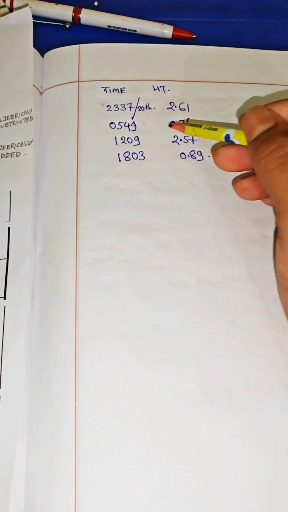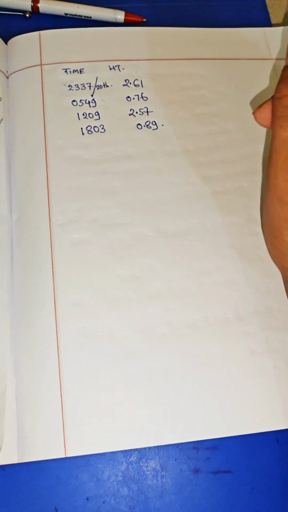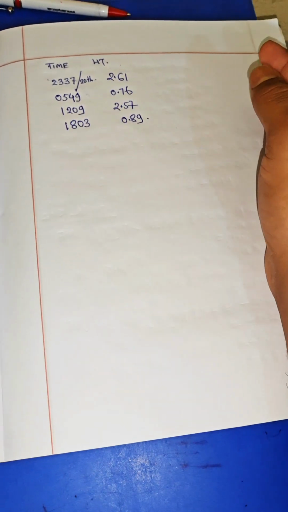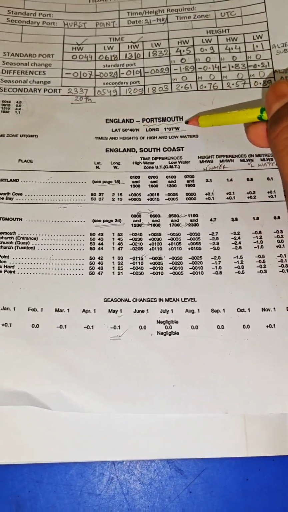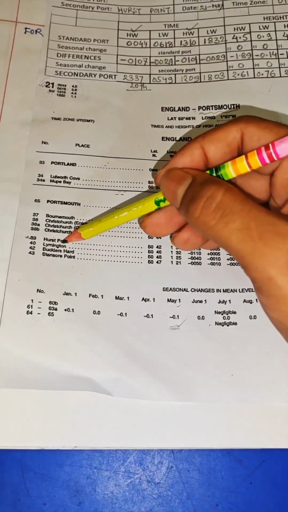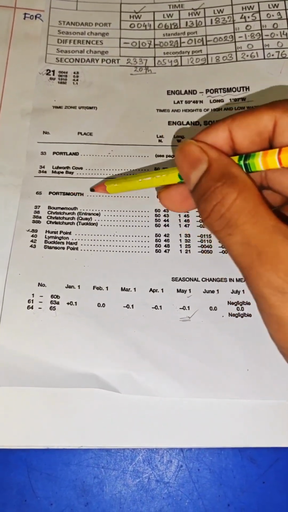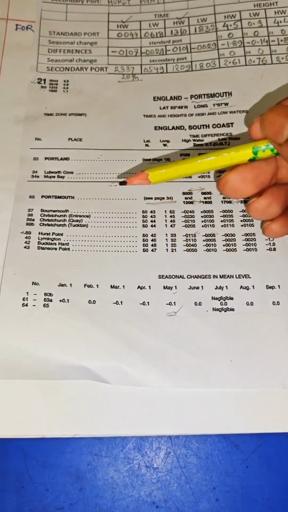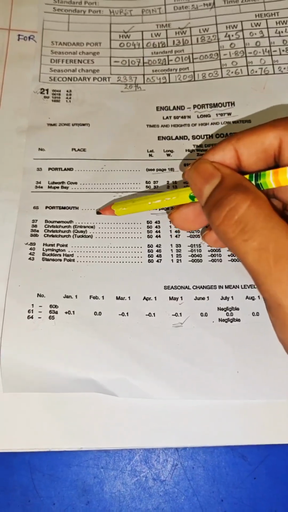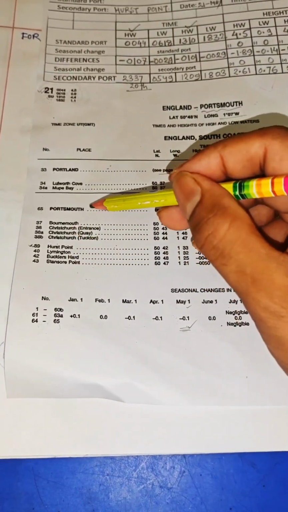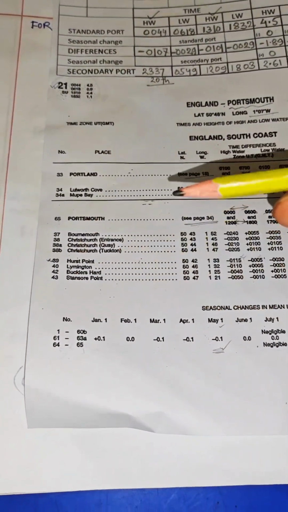Okay, so now you can find from here the height of tide. If they give you the time, you can find the height of tide. If they give you the height of tide, you can find the time also according to the graph. Guys, this is the Portsmouth, England standard port, and this is the secondary port of Hurst Point. Remember, for a secondary port under this standard port, the graph is the same as the standard port graph. Like, guys, the Portsmouth graph you use for all secondary ports under this standard port.